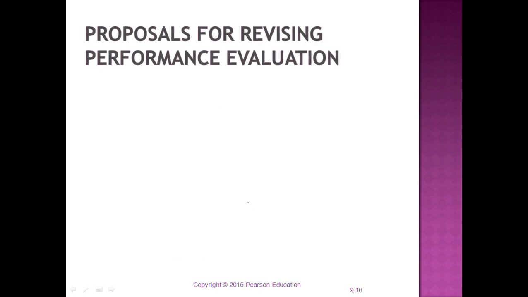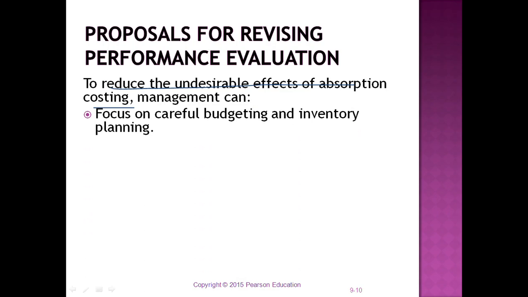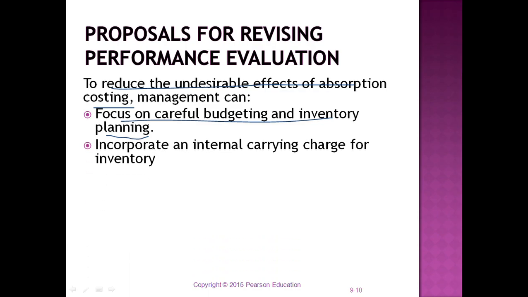So let's go on and we talk about how the companies can reduce undesirable effect of the absorption costing, so the management can actually focus on careful budgeting and inventory planning. That is one aspect. So though we know that absorption costing can lead to unintended increase in the inventory, but then with careful budgeting and careful inventory planning, this can be avoided.